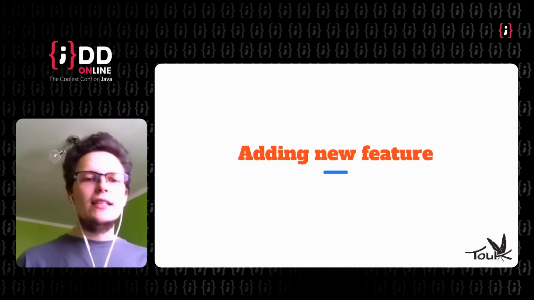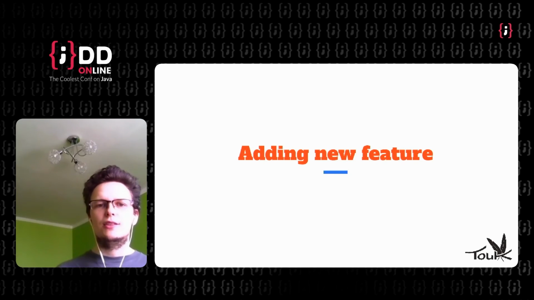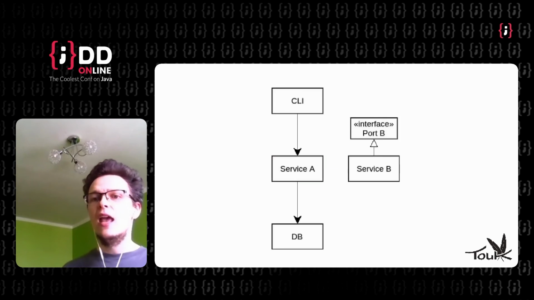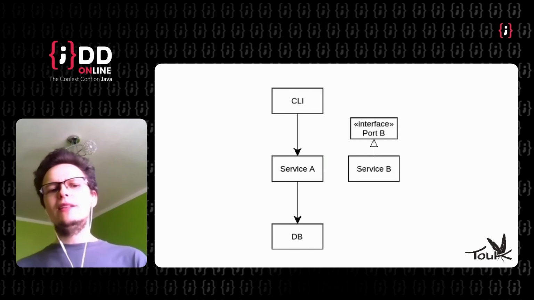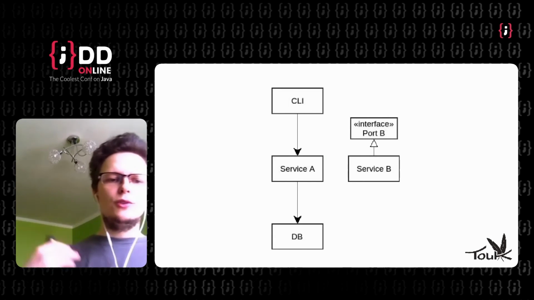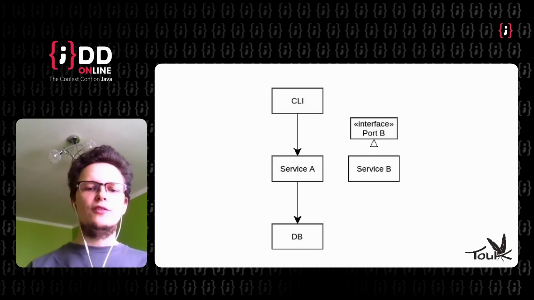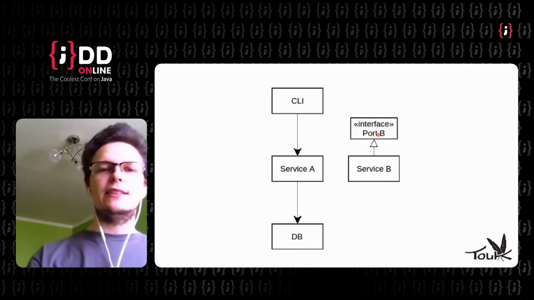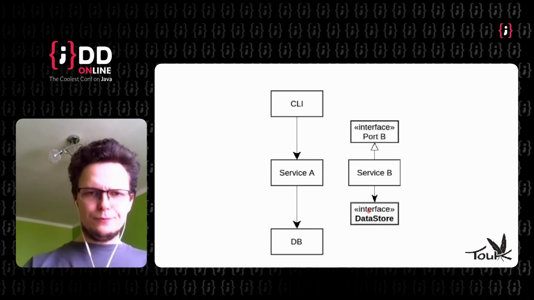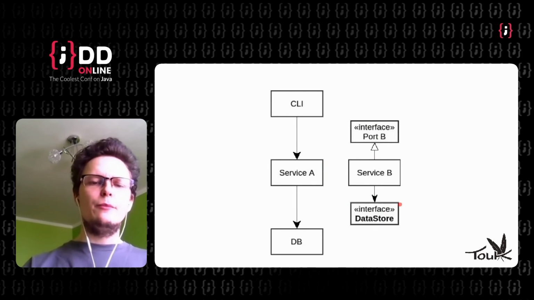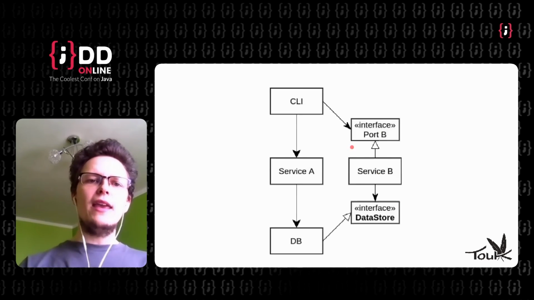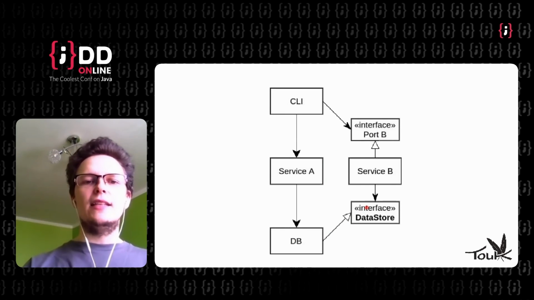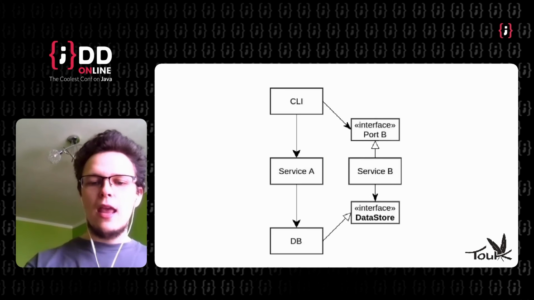Let's imagine that we add a new feature to such a project, and here, for example, we want to create service B. We also create the primary ports for such a domain, subdomain, or service B, and next, we also create the secondary ports for such a domain, and we make our CLI call our primary ports, and our database extend our secondary ports.